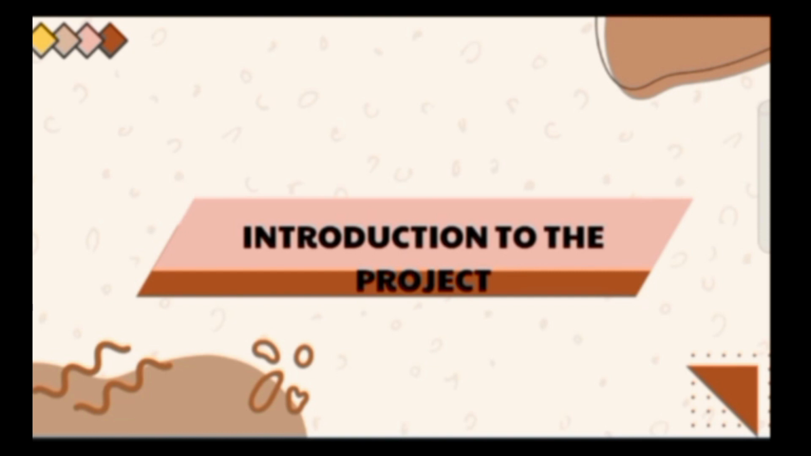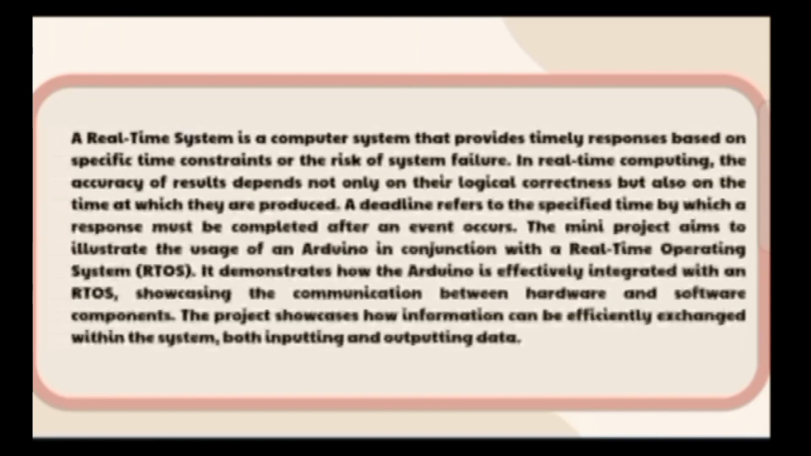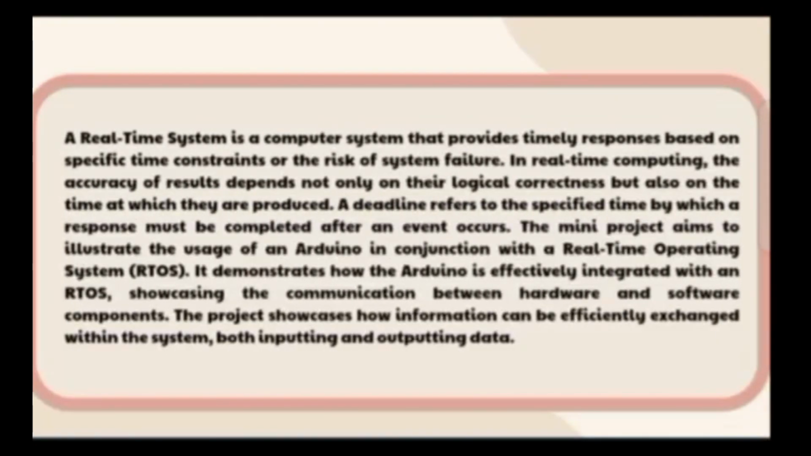I'm going to explain the introduction to the project. A real-time system is a computer system that provides timely response based on specific time constraints, or risks system failure. In real-time computing, the accuracy of results depends not only on their logical correctness but also on the time at which they are produced. A deadline refers to a specified time by which the response must be completed after an event occurs.